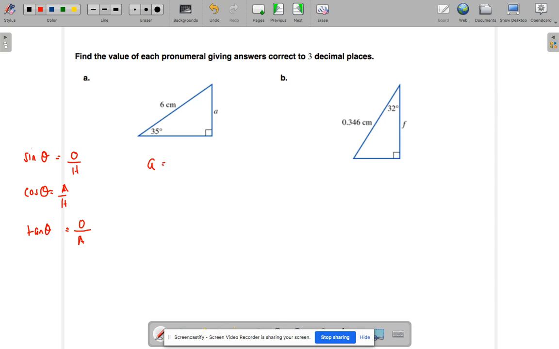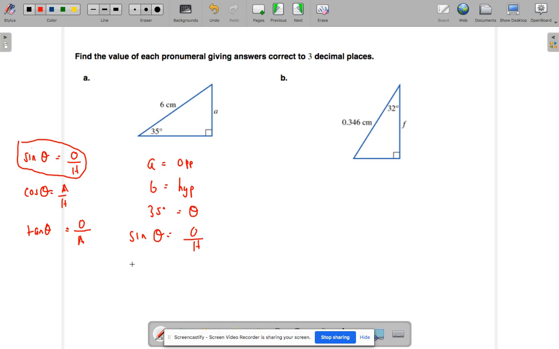So here, A is the opposite of 35, so it's the opposite, OPP for short. 6 there is the hypotenuse, being the longest side. And of course, 35 degrees is our theta. So we're looking for a rule that involves opposite, hypotenuse and theta. And the rule that we're after there is sine. It's the one that involves opposite and hypotenuse. So now I've decided which rule. I'm now going to write down the rule ready to use. Sine theta equals opposite over hypotenuse.